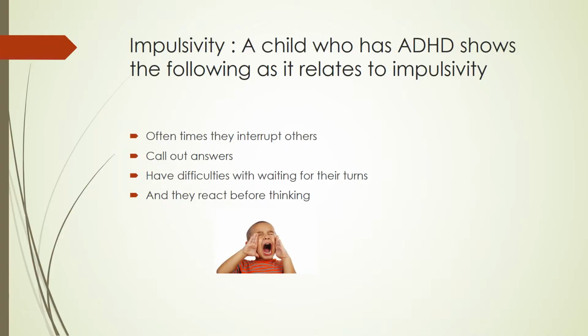Last, impulsivity. A child who has ADHD shows the following as it relates to impulsivity. Oftentimes, they're interrupting others. So, for example, this can look like they're outside during recess with a group of their peers, and they could be doing one activity and then just abruptly interrupt the other peers who may or may not have acts that they incorporate in their game. They're calling out answers, and that's even if the teacher or the counselor hasn't selected them to speak. They have difficulties with waiting on their turns, and they just act immediately. So they're not thinking before they react, they're just doing without thinking.